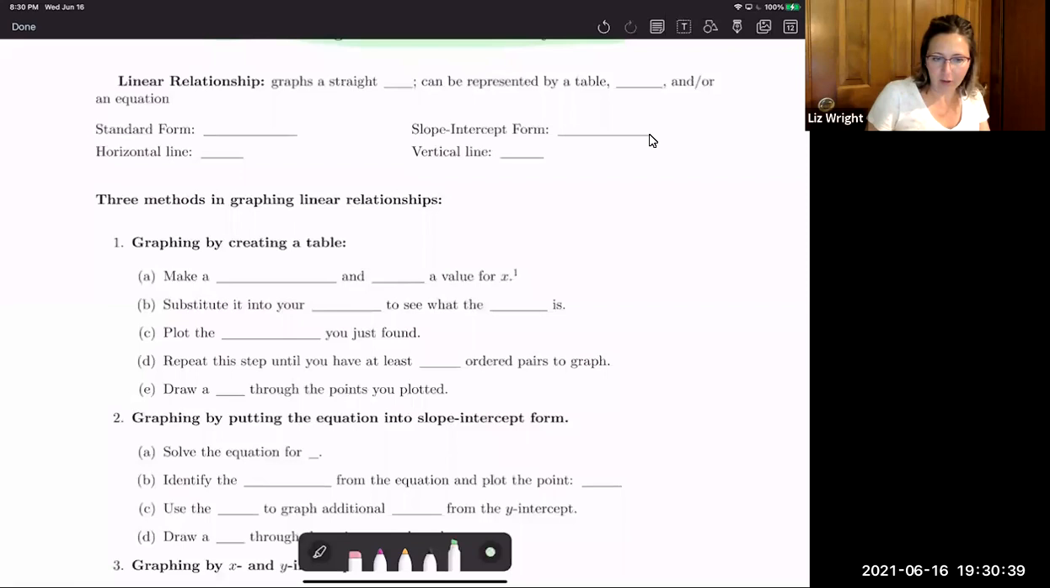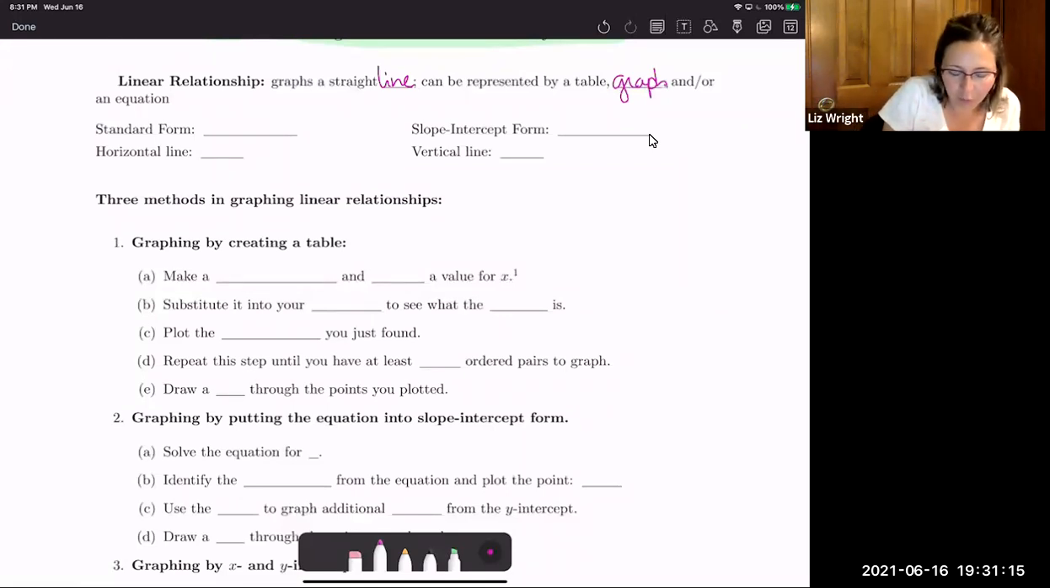First, what we're going to talk about are just linear relationships. Like, what is a linear relationship? So a linear relationship is essentially a one-to-one relationship. It typically graphs a straight line, which is what we're going to fill in this first blank. It can be represented in a table, it can be represented in a graph, and or an equation.